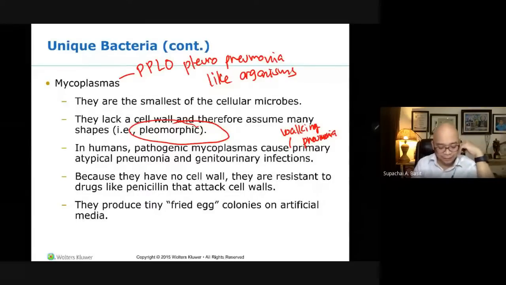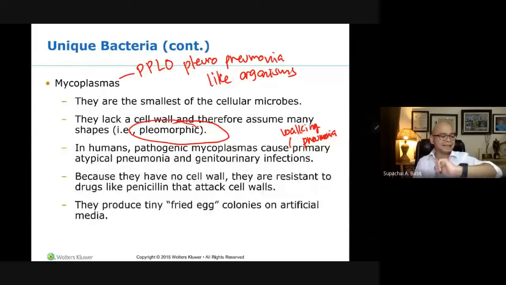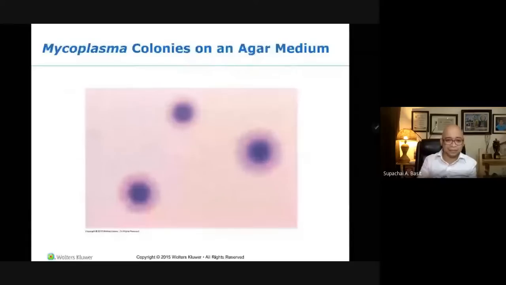pneumonia, and genitourinary infections. Because they have no cell wall, they are resistant to drugs like penicillin. Because if you take penicillin, penicillin will attack the cell wall. However, in the absence of the cell wall, there's nothing for penicillin to attack. So therefore, penicillin will be useless for them. So mycoplasma can produce a tiny fried egg appearance on artificial media, such as the one that you can see here.